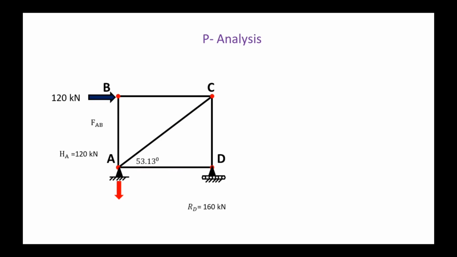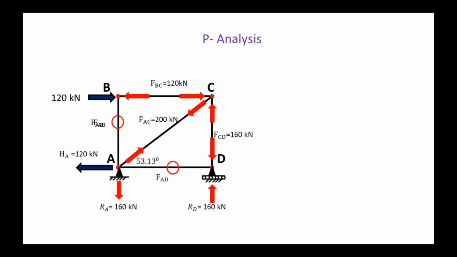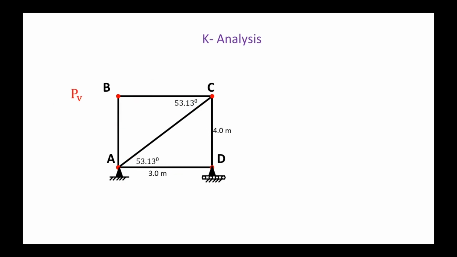Now the P analysis, total forces here. These are the total forces of the P analysis. So we got all the member forces AB, BC, CD, AD and AC. Now go for the K analysis here. So apply a fictitious force PV at the joint B because we want the horizontal deflection at B.